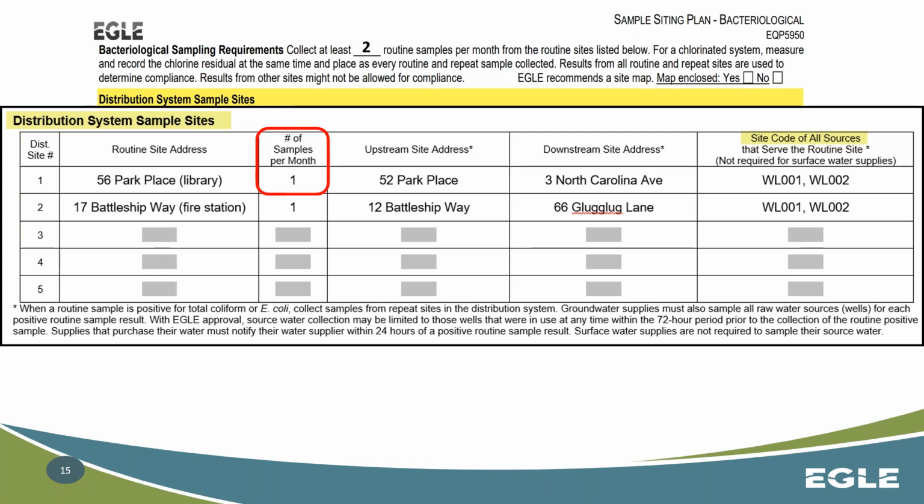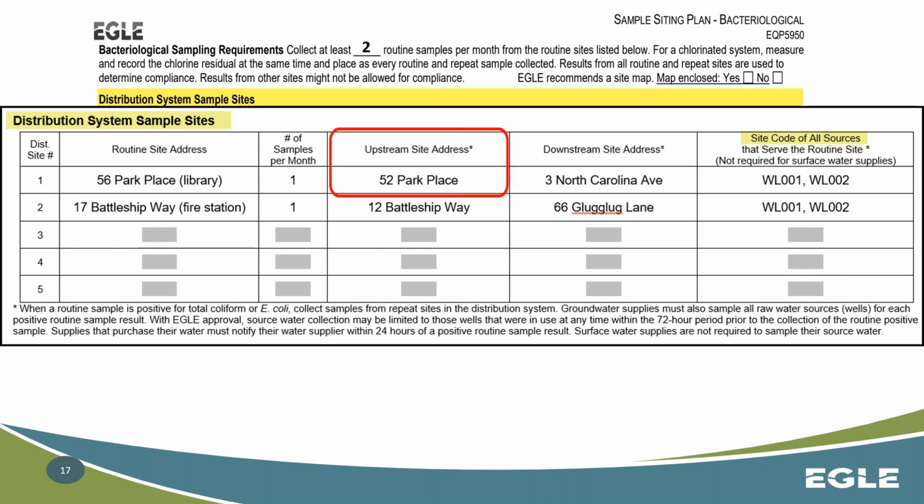The next column lists how many samples are collected from each of the routine locations. In this example, the routine site is being sampled once per month. The numbers in the samples per month column should add up to at least the minimum required number of samples per month. This supply collects 2 samples per month, meaning they're collecting 1 from each of their routine locations.